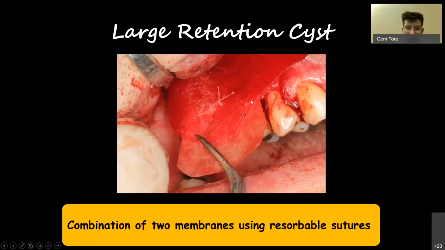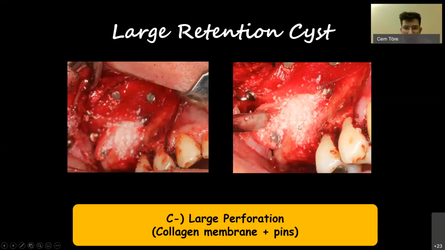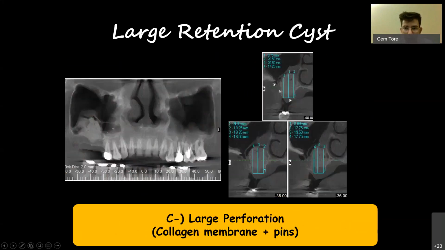Sometimes, in extreme cases, like we mentioned, we suture two membranes together to make a larger blanket, so that it will cover the whole inside of the sinus. This will be our new Schneiderian membrane. We graft it and we close.